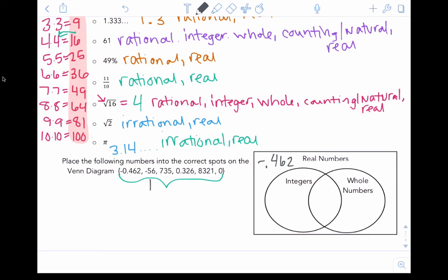All right, my next number is negative 56. So I have to think to myself, is that an integer? Well, it is a negative whole number, so yes, that is going to be an integer. Is it a whole number? Well, it's not 0 and it's not positive, so no, it's not a whole number. So I know that negative 56 is going to land right here.